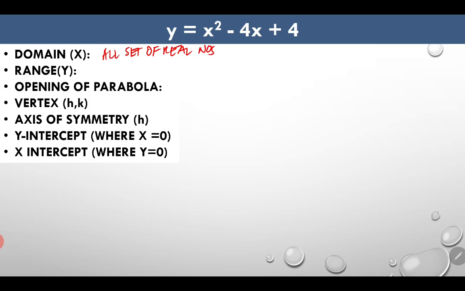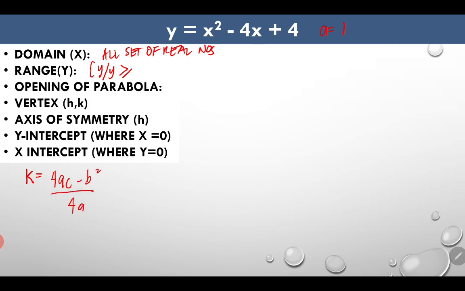So, range natin, ang a ba natin, what is our a? A is equals to positive 1. Therefore, if a is positive, ang range natin is y, such that y is greater than or equal to k. Ano ba yung k natin? O, hanapin na muna natin si k. Ang formula ni k is equals to 4ac minus b squared over 4a.